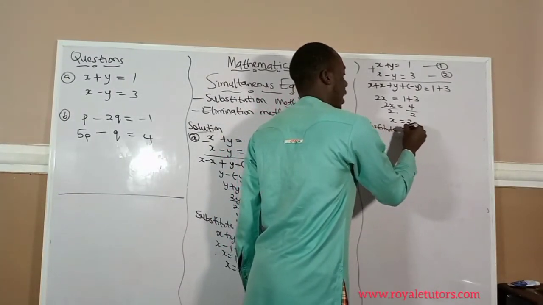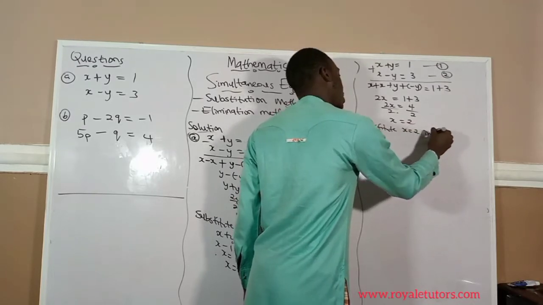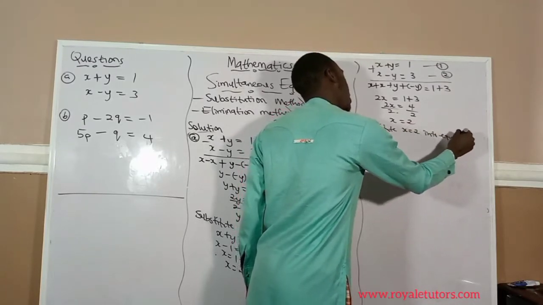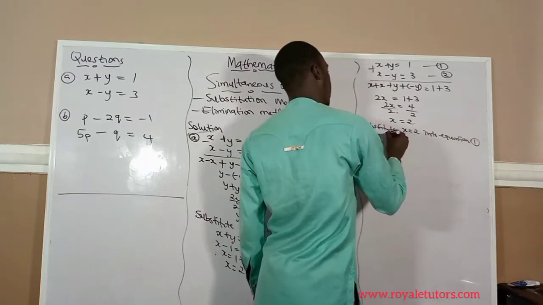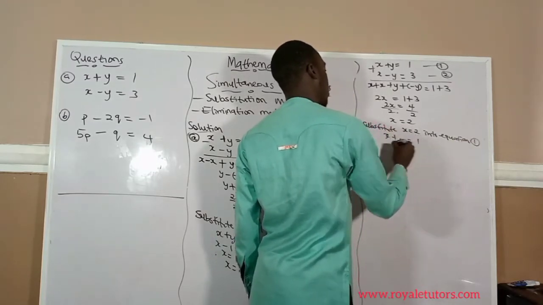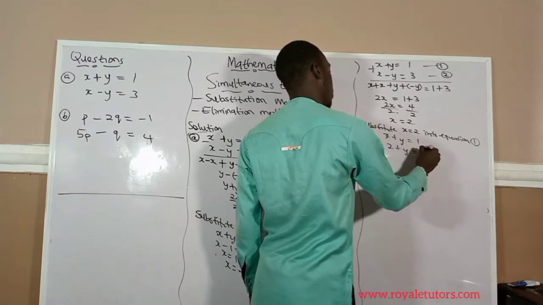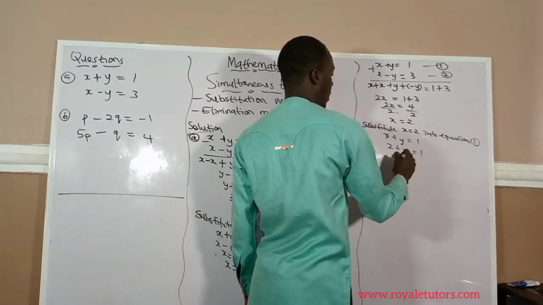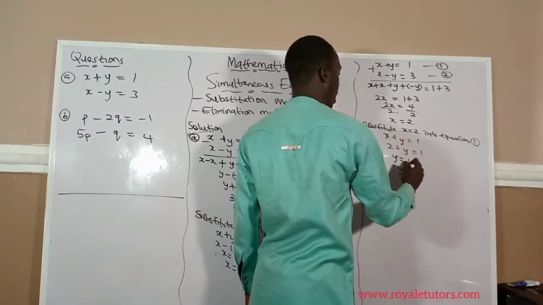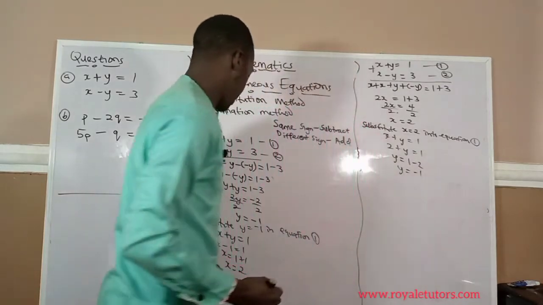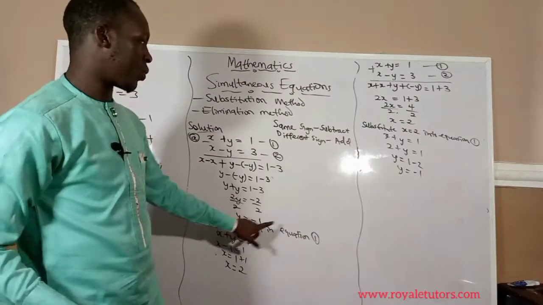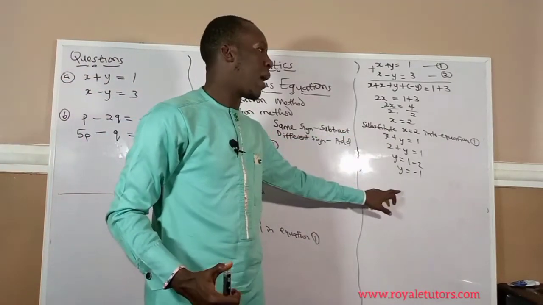Substitute x is equal to 2 into equation 1. So in equation 1, we have that x plus y is equal to 1. So 2 plus y is equal to 1, and I can say y is equal to 1 minus 2, and 1 minus 2 is simply minus 1. Look at it here: x is equal to 2 and y is equal to minus 1. Same thing here: x is equal to 2 and y is equal to minus 1.